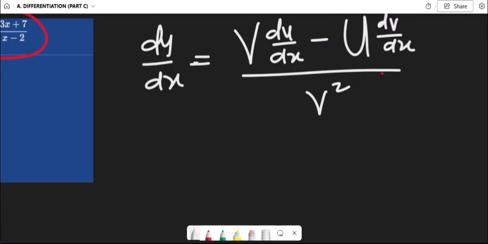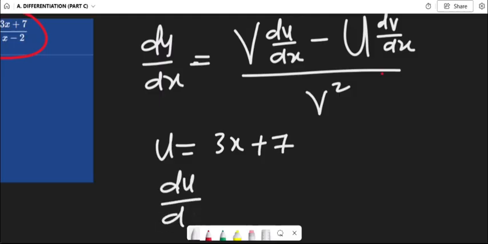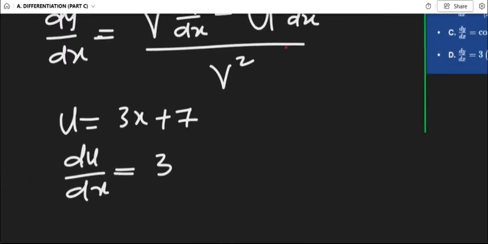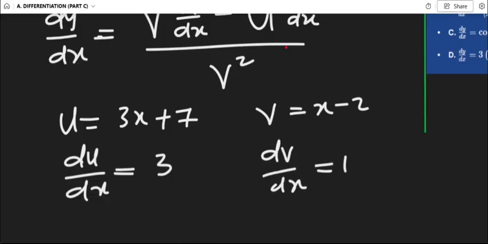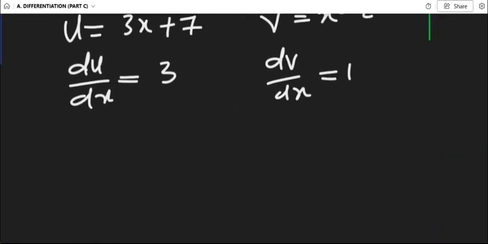Recall that we said let our u be the numerator, and that is 3x plus 7. So a quick one, find the derivative of this. So the du dx will give me what? 3. I've gotten that. Then recall we said let our v be x minus 2. So when I find the derivative dv dx, that turns to just 1. So that being done, we can now find the value of dy dx.